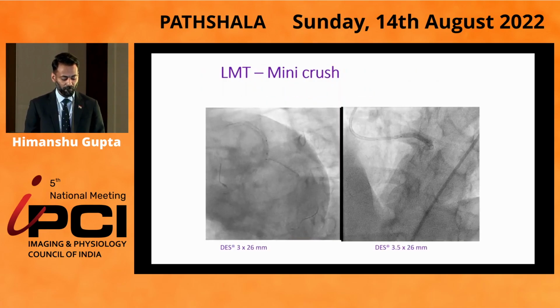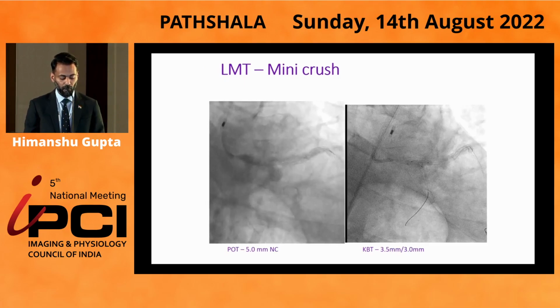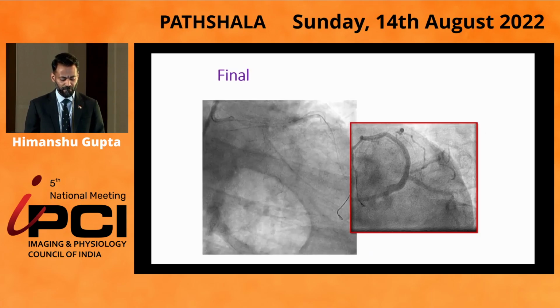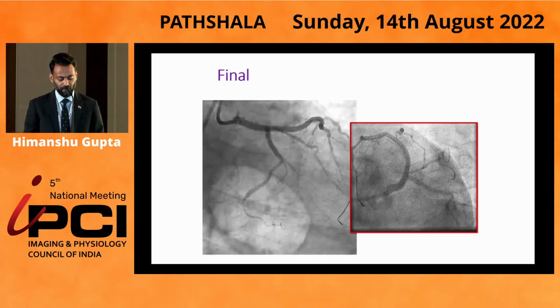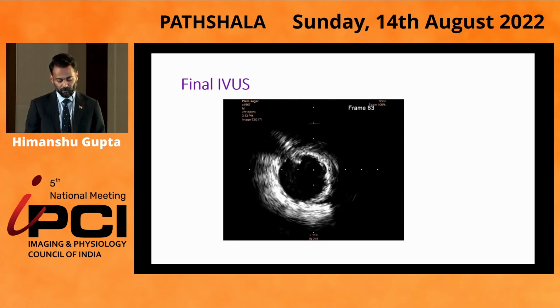So we just do a crush. That is what we were intending to do anyway. And then we stent from the ostium of the left main to the proximal LAD because of the dissection. We do a POT with a 5 millimeter balloon, do a kissing as is routine, and we get an acceptable result like this. We follow it up with the IVUS, which was very nice.